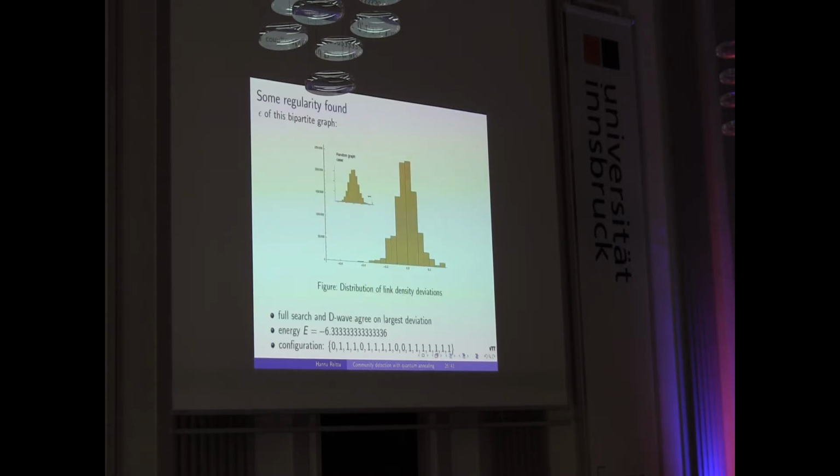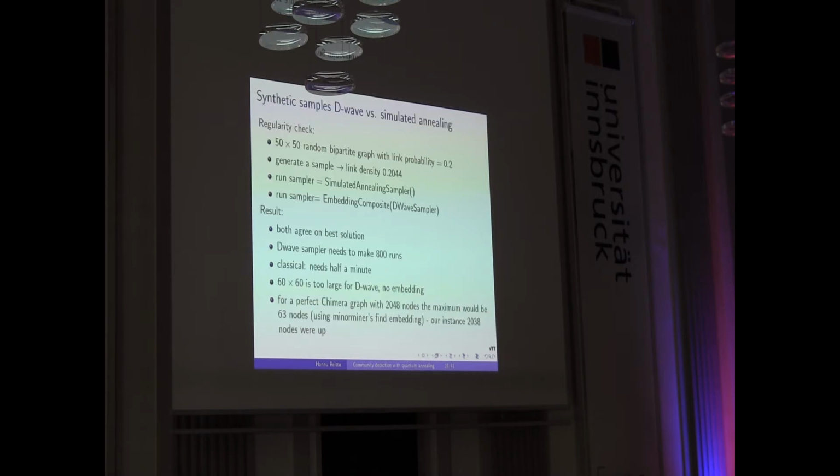And the D-Wave was also able to find exactly the same solution. So in this case, everything works. Next, we did a bigger graph, 50 times 50 random bipartite graphs, so 100 nodes in total. But this time you cannot find the exact solution.